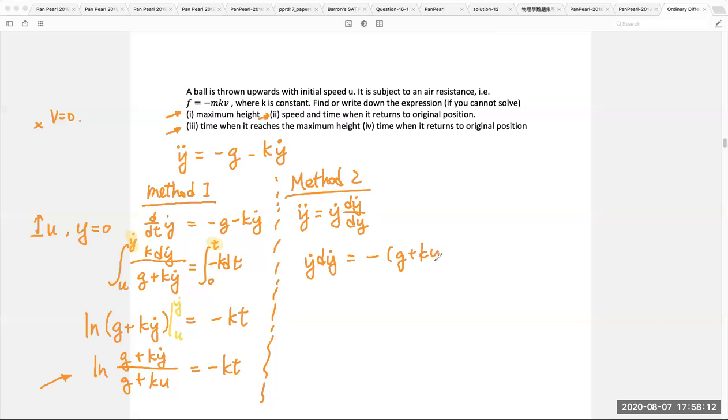g plus ky dot, dy. Of course, you need to divide this one on the left hand side and then do the integral. This differential equation is a little bit more difficult to solve. Do you know how to solve the integral in the left hand side? Now let me substitute the range of this integral. Okay, how to solve the left hand side one? This one.